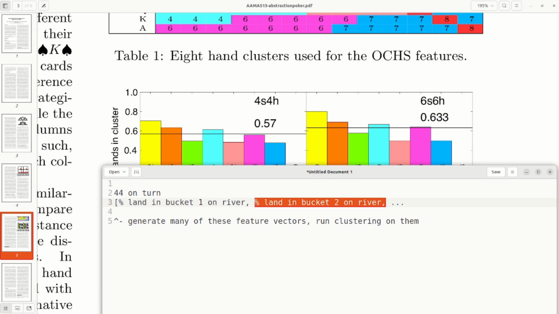And you do that, and then that's going to be your feature vector. The way you actually work this out is you first have to generate all these feature vectors for random hands, and then you run clustering on it. So in a sense, you have to be generating these feature vectors before you even know which turn bucket it's going to go into.